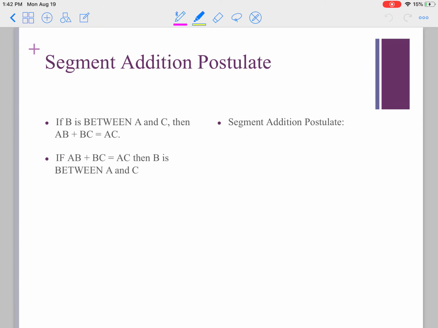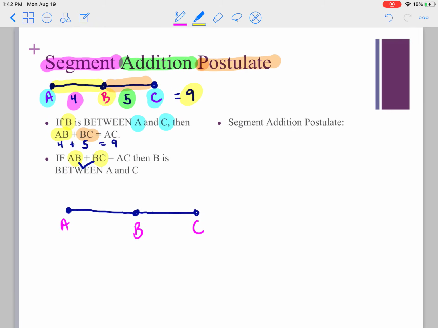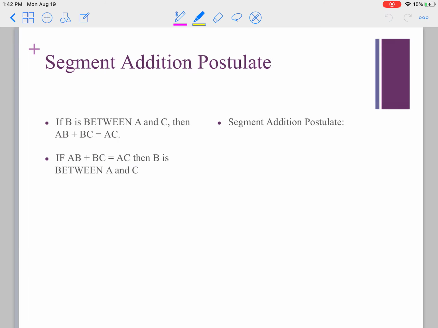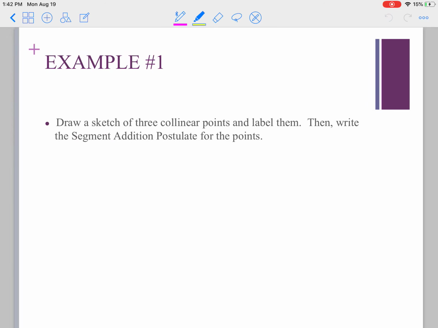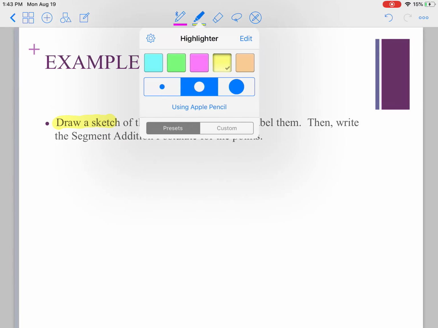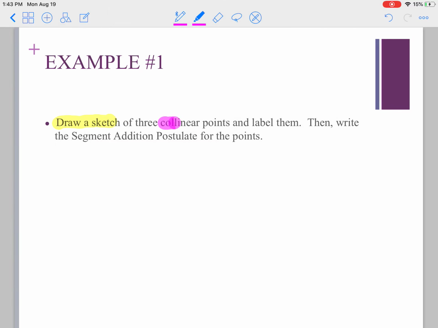So, looks like we have a duplicate of the segment addition postulate. We've already covered that. So we're going to move on to the next, example number 1. Example number 1 is asking us to draw a sketch. And this is going back to our terminology from Unit 1.2. Again, the important thing about geometry, the terminology and vocabulary carries through to every single lesson. So collinear points. I need to draw a sketch of 3 collinear points.